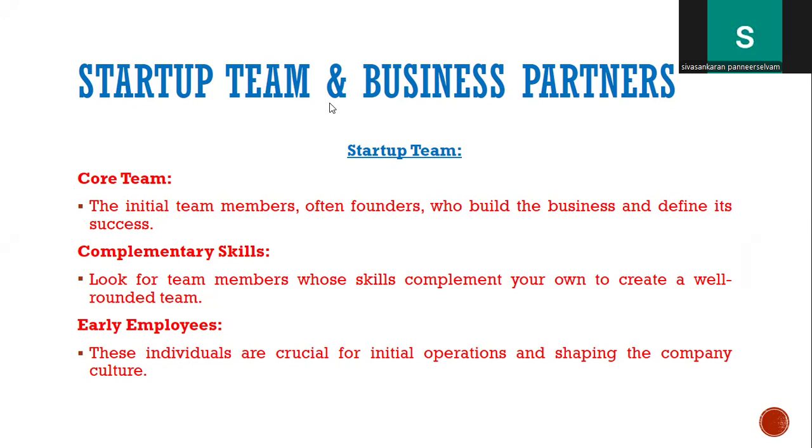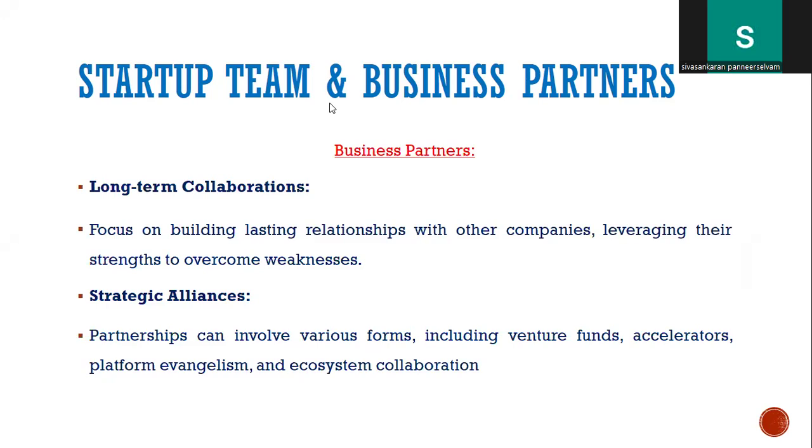Then for setting up the startup team, we require complementary skills. So look for dynamic team members who highly complement your own key skills within the team. Then the business partners are considered to be long-term collaborators and strategic alliances, for example, providing venture funds, like accelerators and startup ecosystem collaboration. They are considered to be strategic alliances.